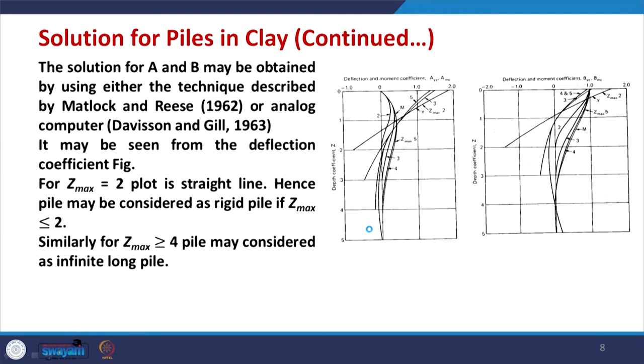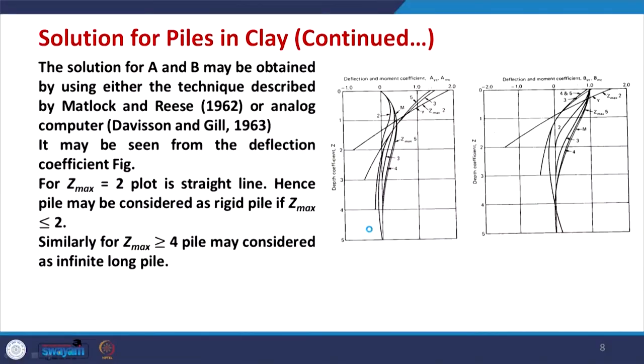So, for the clay, what we call the minimum length of the pile required so that we can qualify it as a long pile can be seen from these figures. The first figure shows the deflection and moment coefficients due to the lateral load, that is the A coefficients, while the second figure is showing the B coefficients.